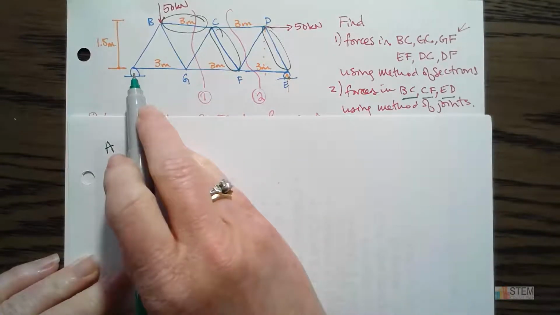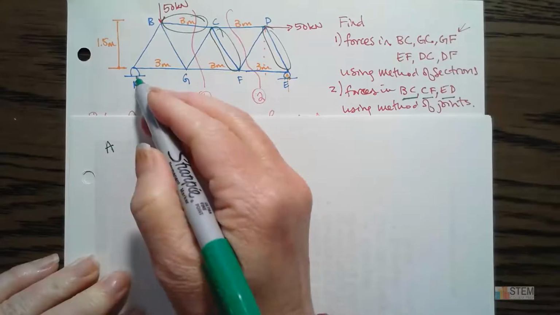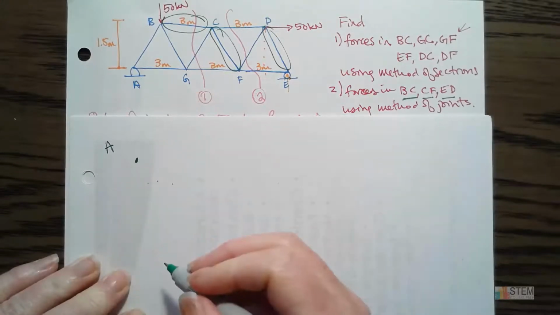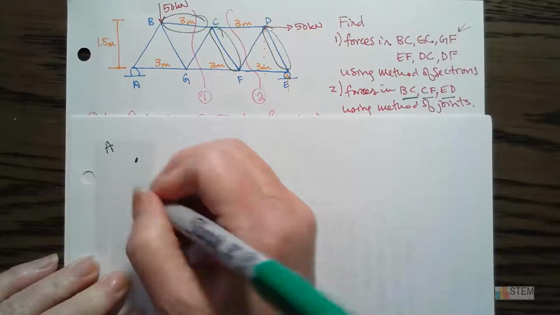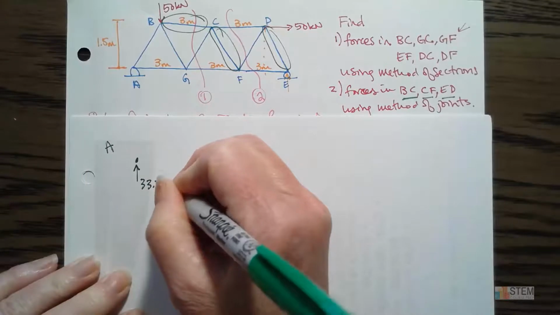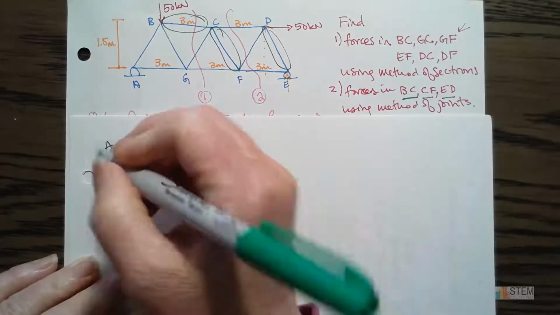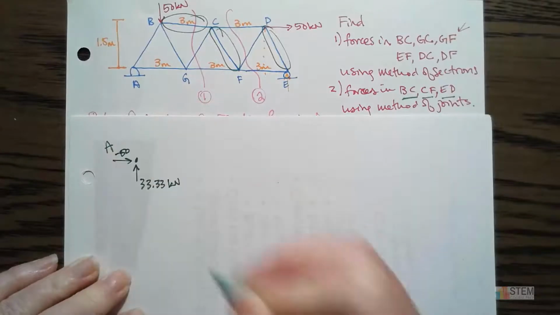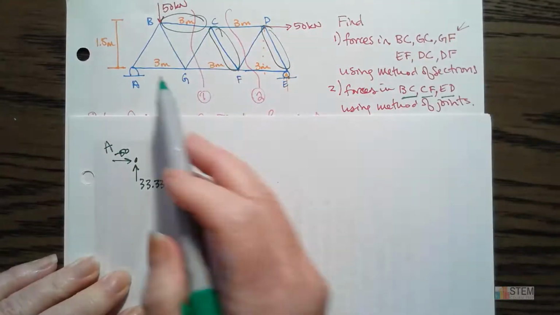So let's start at A here, and here's A. We've got the pin at A, right? So we had AX and AY, so we have to include that on there. So we've got the 33.33 for AY. AX, I'm still going to leave it going to the right, but the value is -50, so we have that. And then I've got AB right here, and then we've got AG.